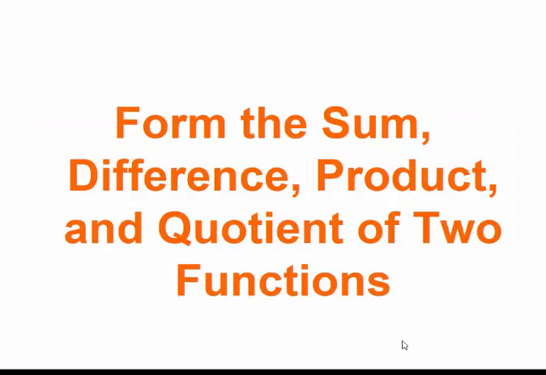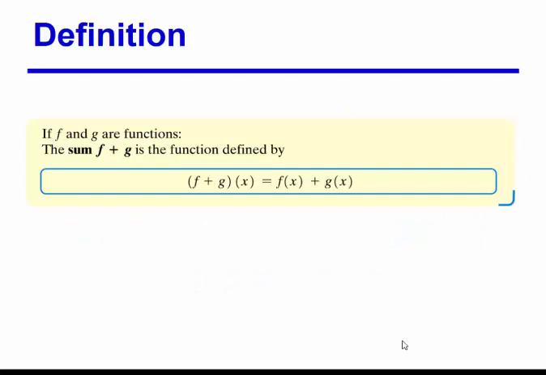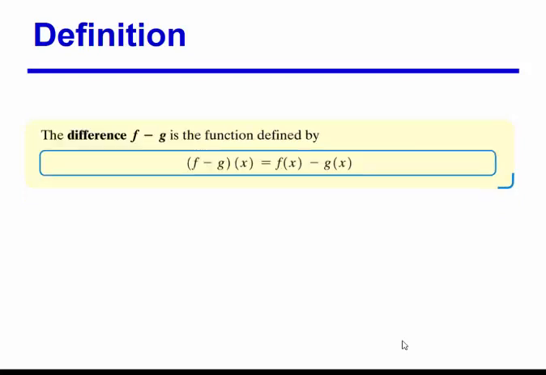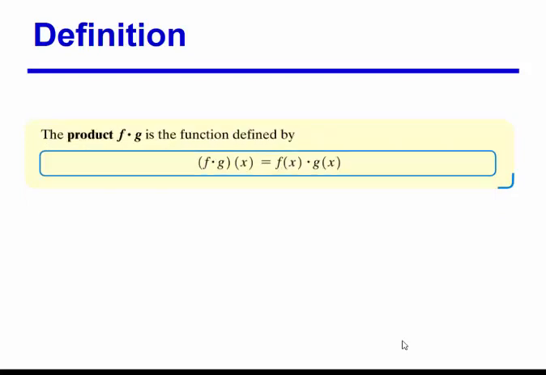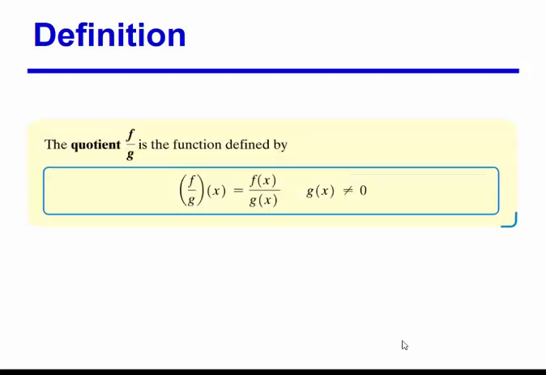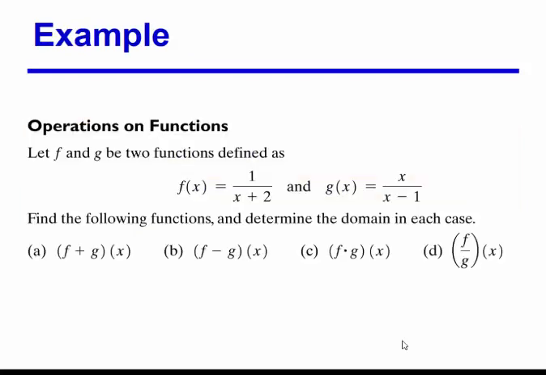Now, the next thing is we're going to form the sum, difference, product, and quotient of two functions. If f and g are functions, the sum f plus g is the function defined by (f plus g)(x) equals f of x plus g of x. The difference, f minus g of x, is equal to f of x minus g of x. The product, f times g of x, is equal to f of x times g of x. And the quotient, f divided by g of x, is f of x divided by g of x, as long as g of x does not equal 0.